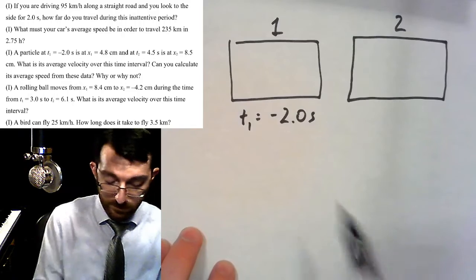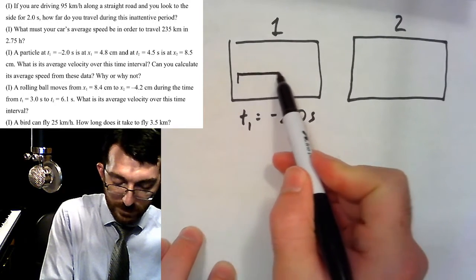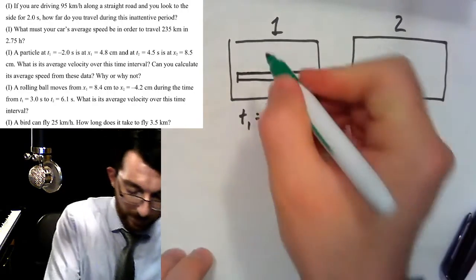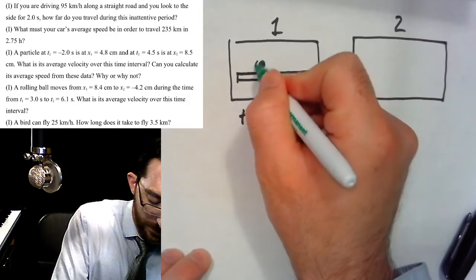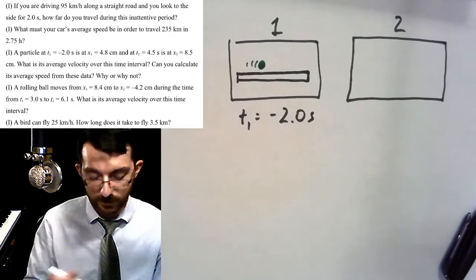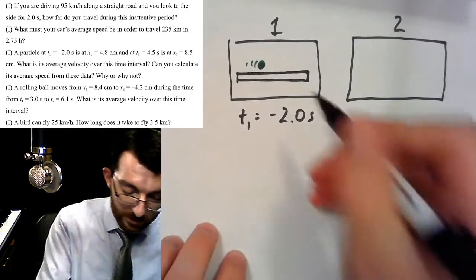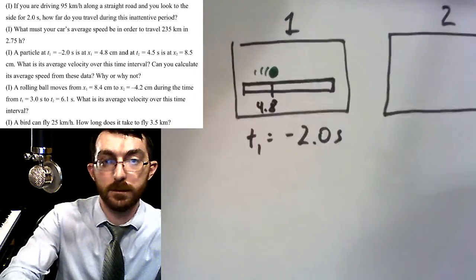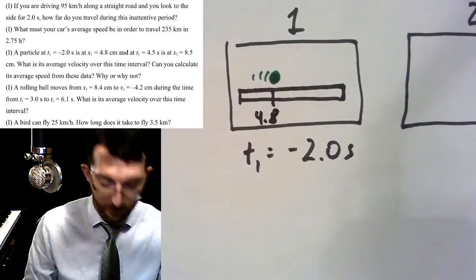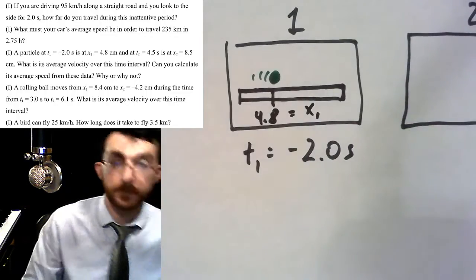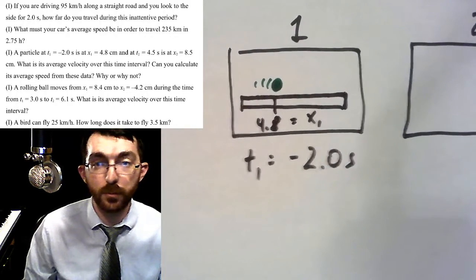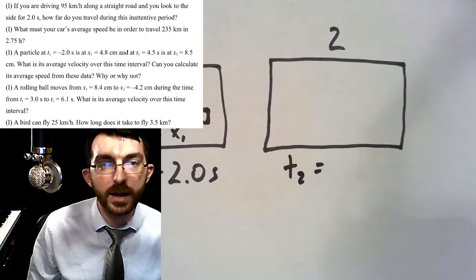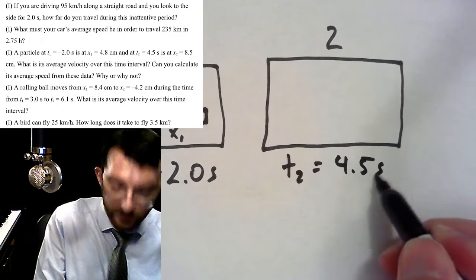So let me just see, look, there's a ruler, and there's the particle. See, it's moving. See, this is my cartoon skills. Right now, its location is 4.8 centimeters. See that? That's x1. But now move on to time 2. At time 2, we are looking at 4.5 seconds.